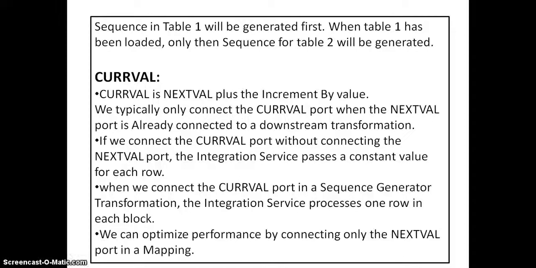And coming to the current value port, we typically only connect the current value port when the next value port is already connected to a downstream transformation or any other transformation. And if we connect the current value port without connecting the next value port, the integration service passes a constant value for each and every row, meaning all the values for that particular column will be the same. And when we connect the current value port in a sequence generator transformation, the integration service processes one row in each block, and we can optimize the performance by connecting only the next value port in a mapping.